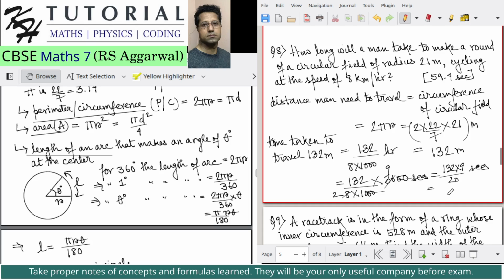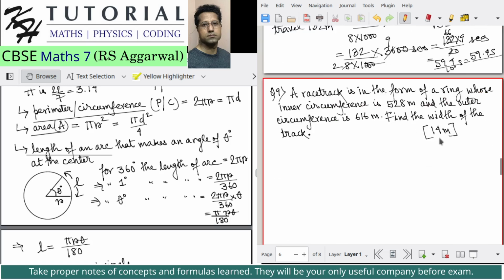seconds, which is equal to 66 multiplied by 9 divided by 10 seconds. 66 multiplied by 9 is 594 by 10 seconds, which is equal to 59.4 seconds. So the time taken by the man to cycle around the circular field is 59.4 seconds.